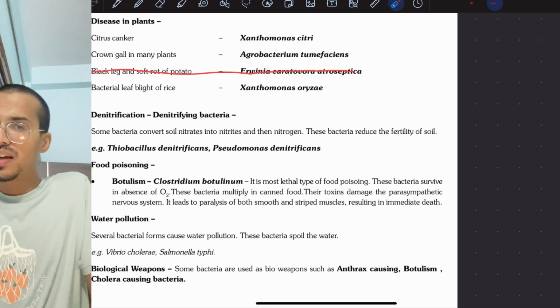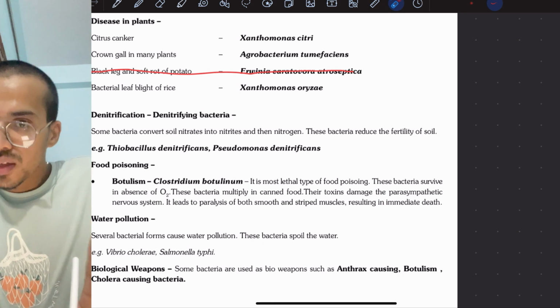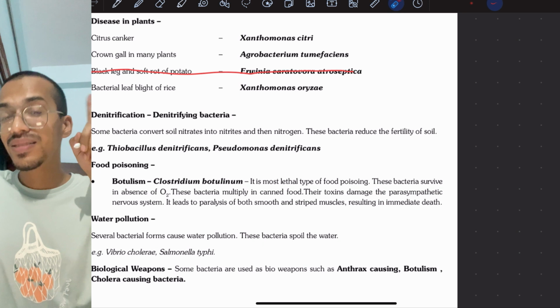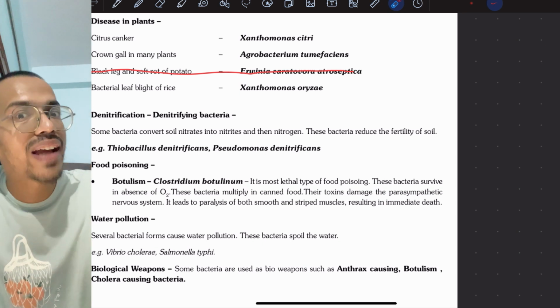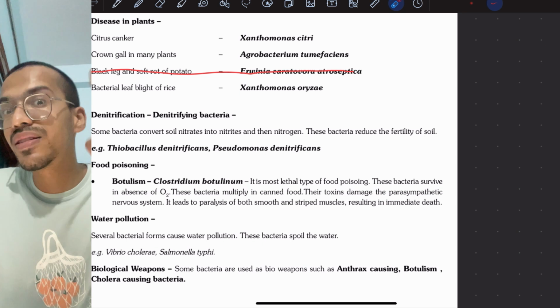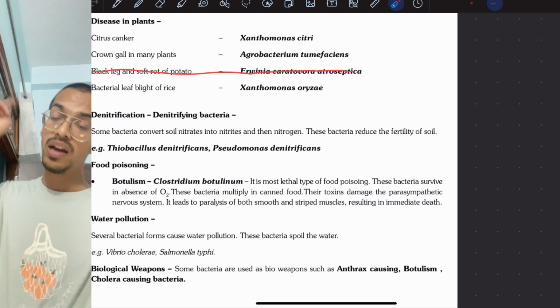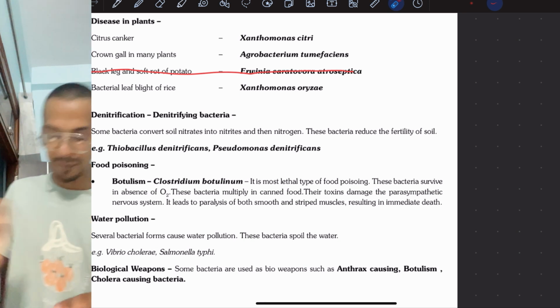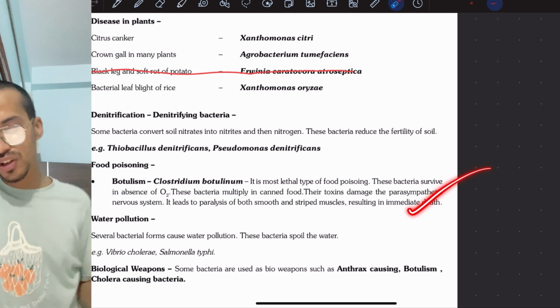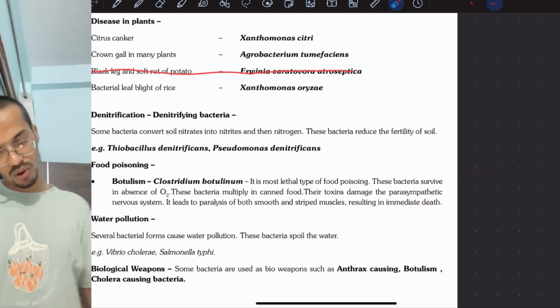Surviving without oxygen means they are not obligate, they are facultative anaerobes. When they need to, they can be anaerobes. Just remember this fact. If you do not understand this, comment it down and I will make a short video to help you understand. They can cause death, paralysis, and all those things.